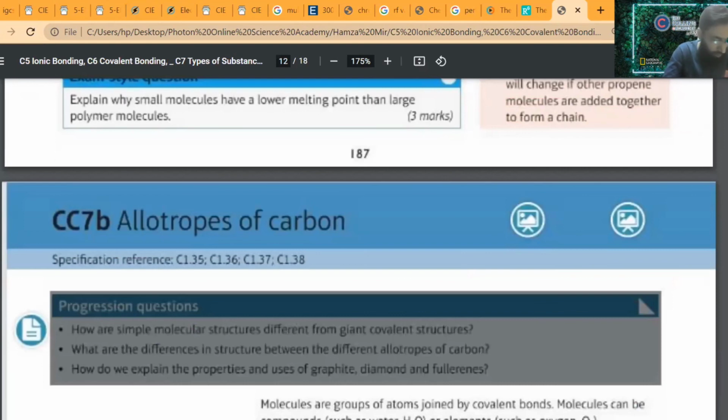Why do small molecules have a lower melting point than large polymer molecules?